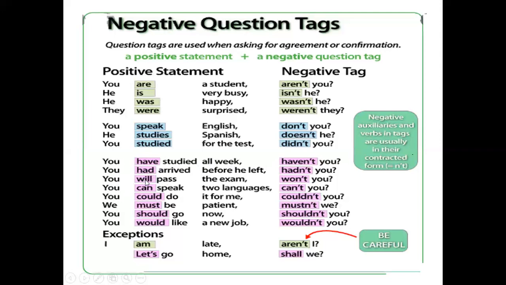Will, this modal, it's positive. ما بنحط will not you, it should be contracted, it should be short form, نختصرها. Won't you, مش will not you. You can speak two languages. You can't, can't you? You could do it for me, couldn't you? Couldn't. Must, we must be patient. Mustn't we? إذا must صارت mustn't. Shouldn't. You would like a new job, wouldn't you?